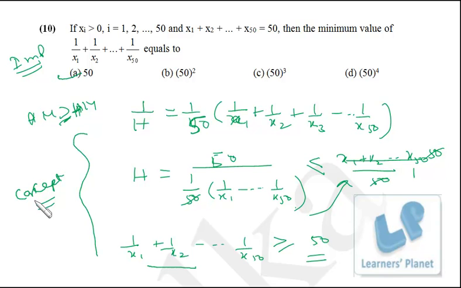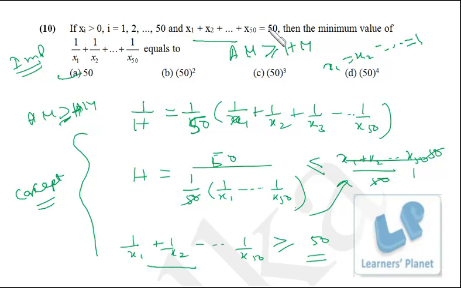But how do you solve it in a quick manner? See, the minimum value: AM is greater than or equal to HM, and both of them are equal when all the data are the same. So what we'll do is put x1, x2, x3 till x50, all of them as 1. Then I'll get the sum as 50, right? If x1, x2, everything is 1, then this sum will be equal to 50. All of them are equal, and all of them are equal to 1.